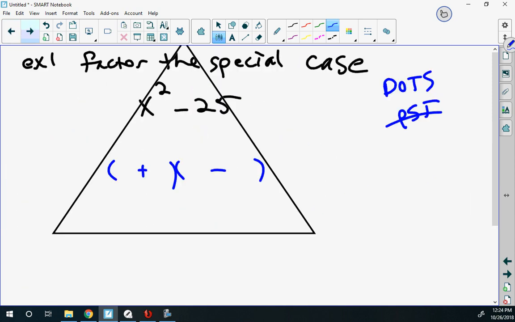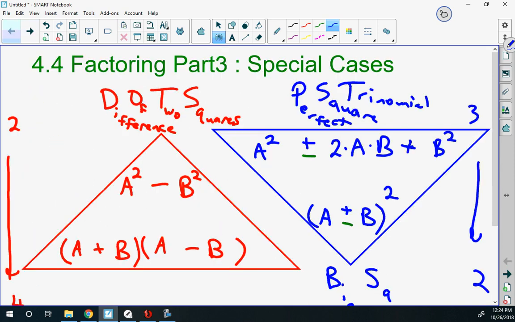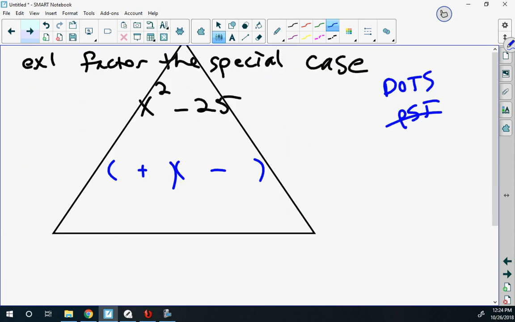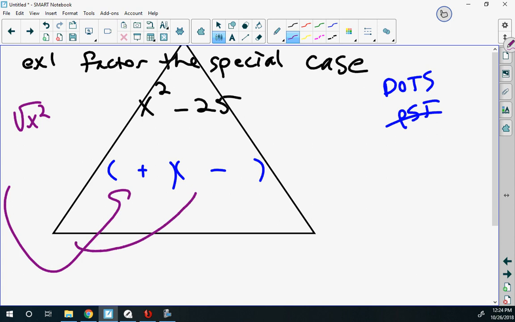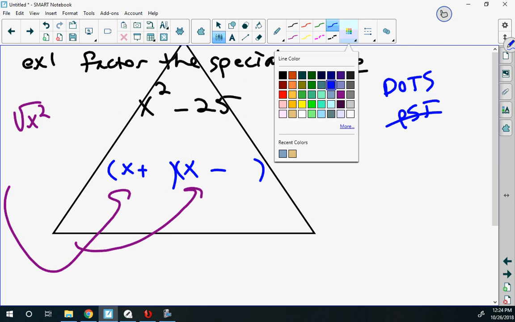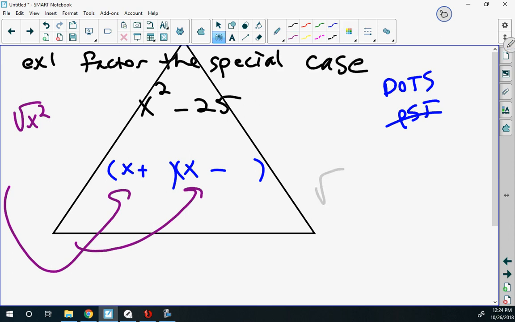Plus, minus. Now all we got to do, we started with a squared, we got to go to a. We started with b squared, got to go to b. So we're just taking square roots. That's all we're doing. We got to take the square root of x squared, and that's what's going to get dropped in right there and right there. So it's going to be what? X. All right. And then we just got to take the square root of 25, and that's going to get dropped in the other spots. 5. That's it. Whoa, let me make it blue.